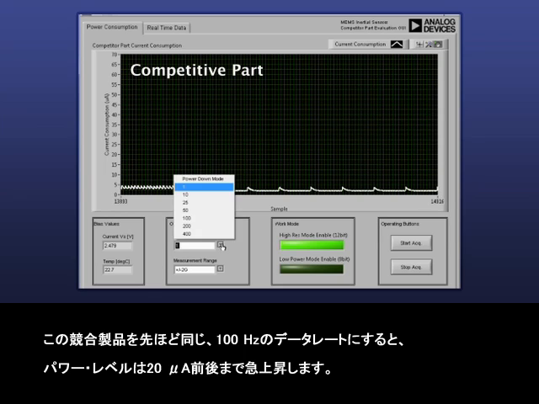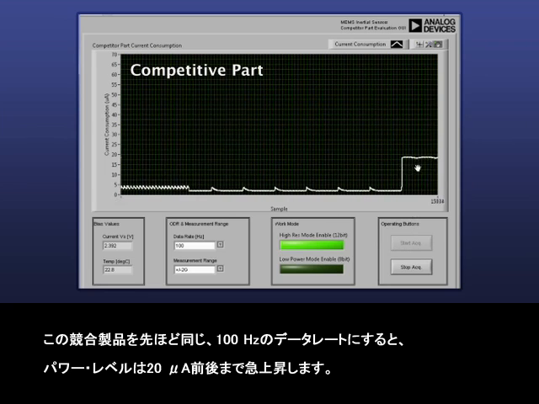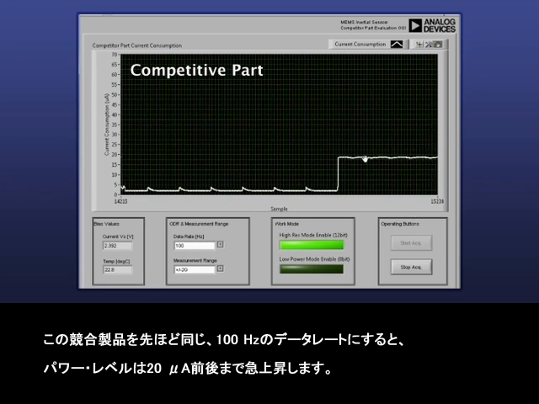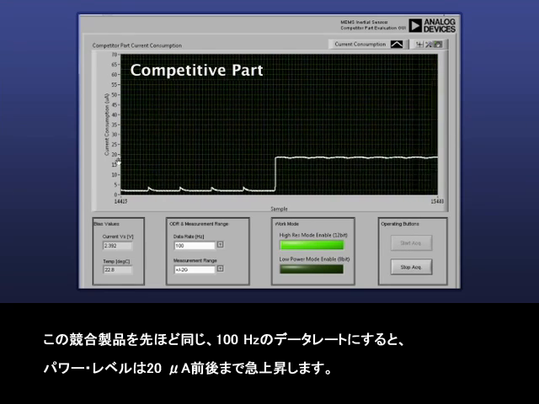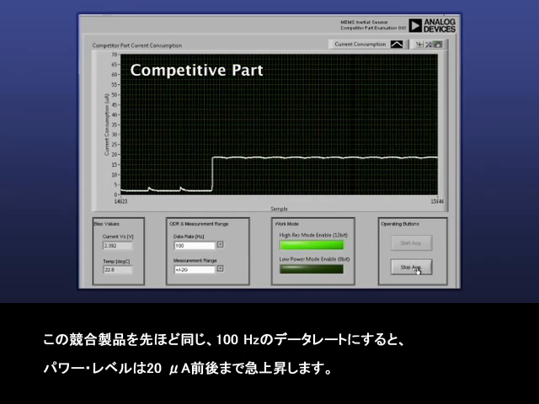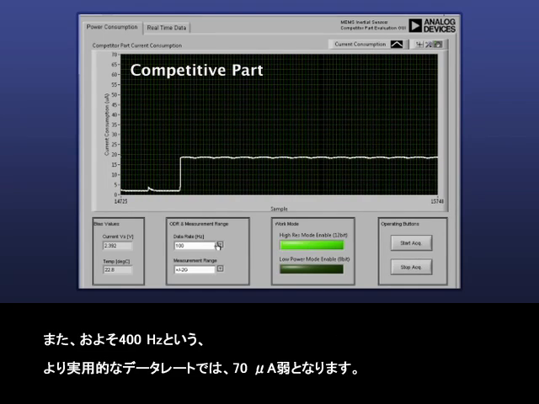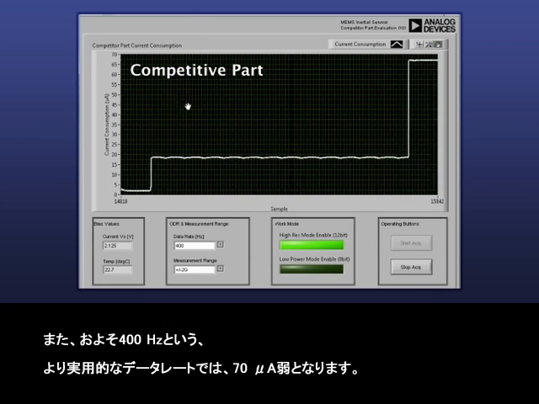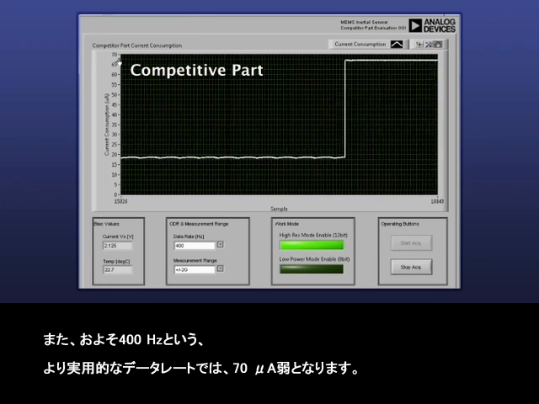At the same data rate I was looking at before, so at 100 Hz data rate, on this competitive part, the power levels jump up to right around 20 microamps. And for an even more useful data rate of about 400 Hz, now I'm looking at just under 70 microamps.